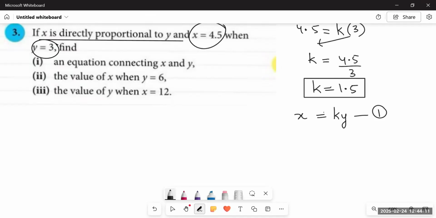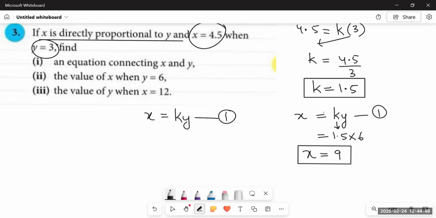So this time, what am I provided with? We have to find the value of X when the value of Y is 6. So Ky means K multiplied by Y. In place of K, I will write 1.5. In place of Y, I will write 6 and I will multiply them. So 1.5 multiplied by 6 is equal to 9, which means X is equal to 9 when Y is equal to 6. And then in part 3, they are saying find the value of Y. So again, I'm going to use the same equation. X is equal to Ky.